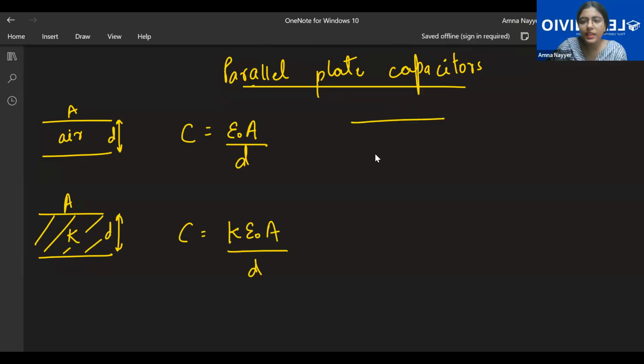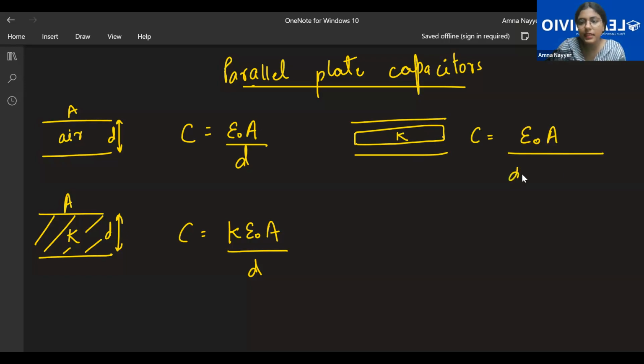Okay, if there is a partially filled dielectric slab, who remembers this formula? This also we have done in the class. Partially filled, two things we did: one was electric field, one was the dielectric slab. Epsilon naught A by T minus T plus T by K. This is the formula. Please don't forget this.